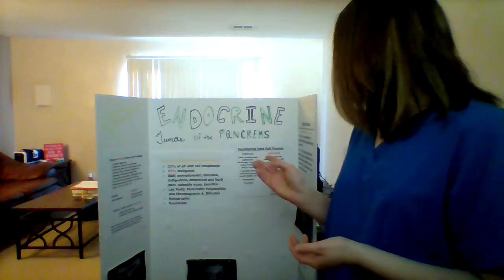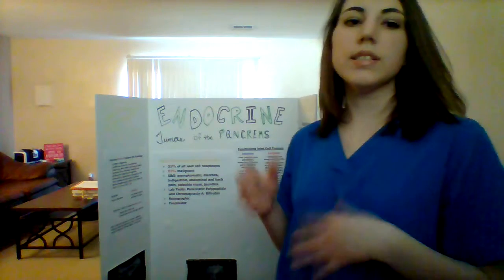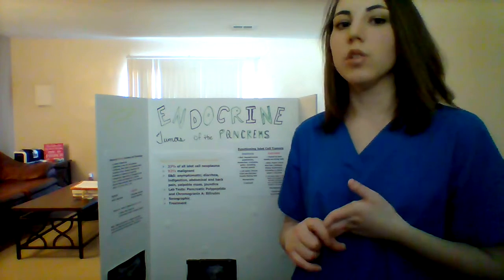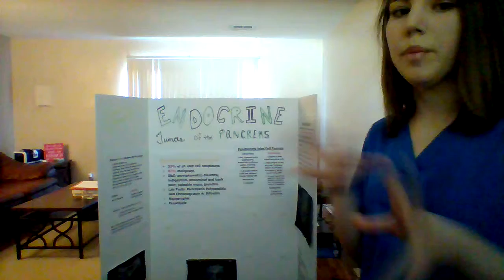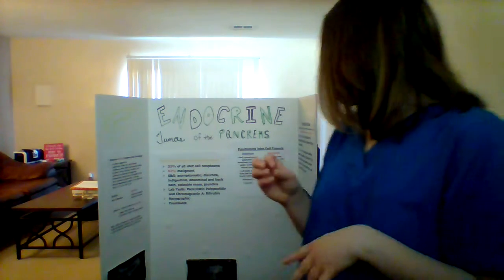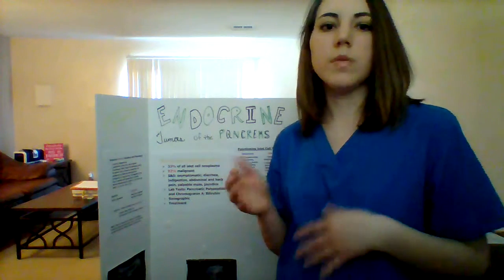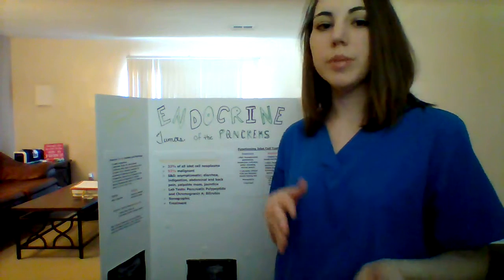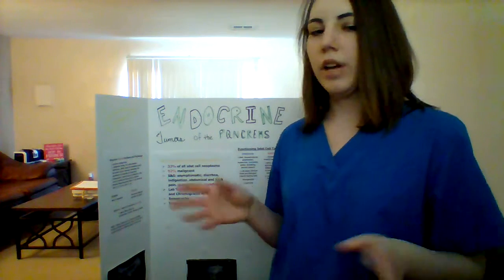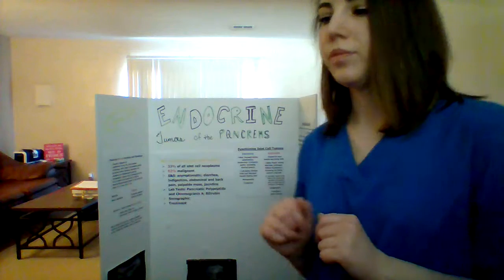With the overproduction of gastrin, the signs and symptoms are going to be peptic ulcers and diarrhea, and I'll come back to those two in just a second. It's also going to cause throwing up blood, severe left upper quadrant pain, and potentially gastroesophageal reflux.